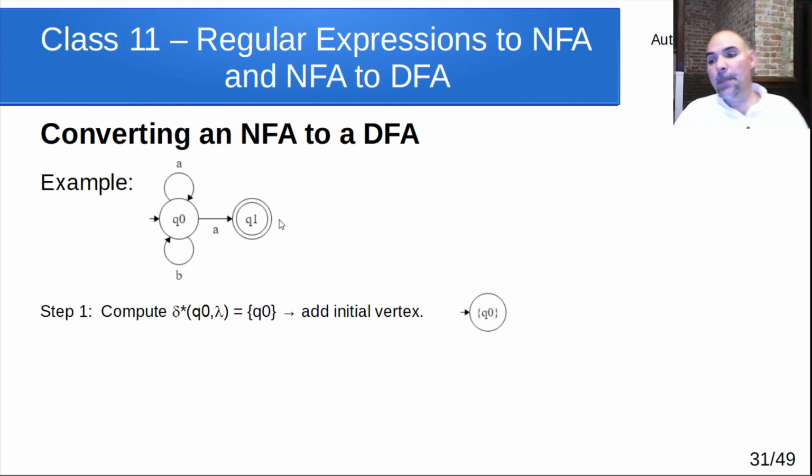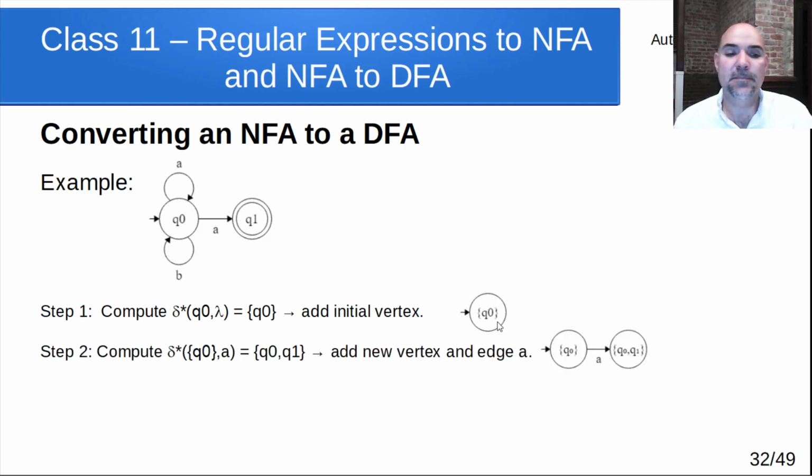All right, so step one, we start with our start state, which is Q0, compute the extended transition function of that on lambda. And notice that means when I start, where can I go on nothing? And right now, there's no lambda transitions leaving this. So the only place I can go when I start is just Q0. But it's a set that comes out of this extended transition function. So we're getting the set containing just Q0. And we add that initial vertex. There's a circle. It's an initial one. It's got the little arrow coming into it. It's labeled with the set Q0.